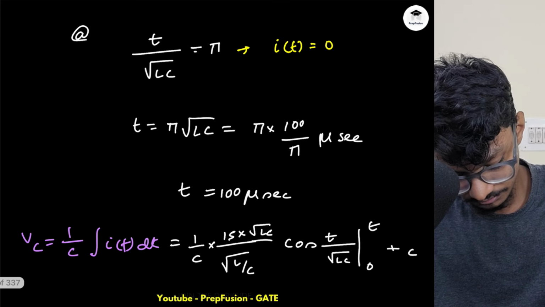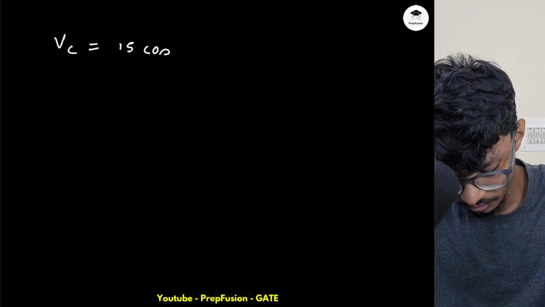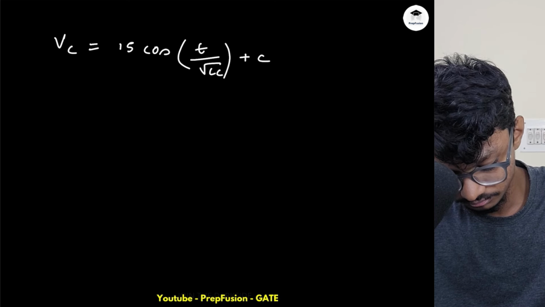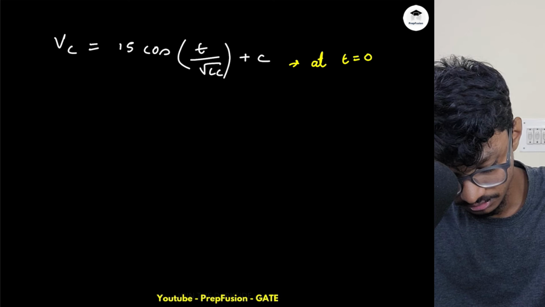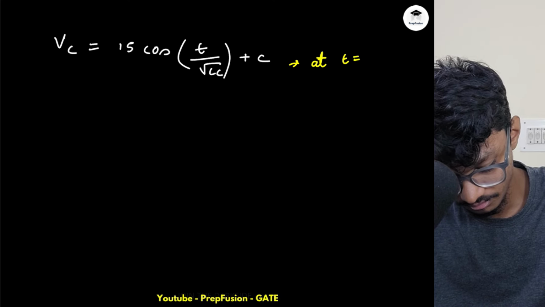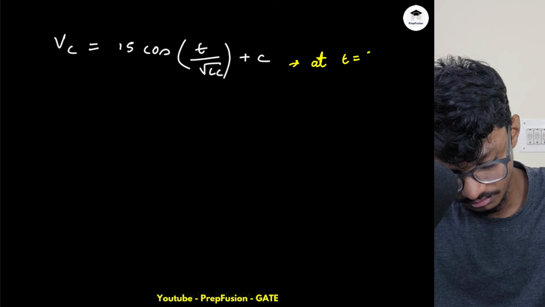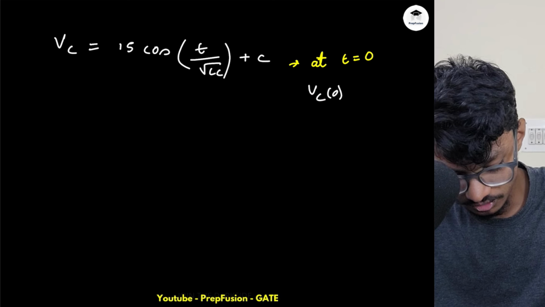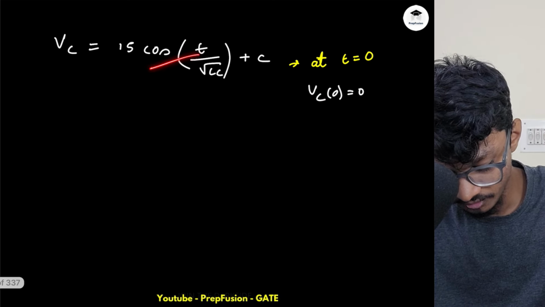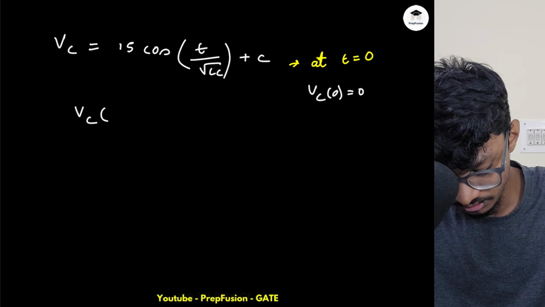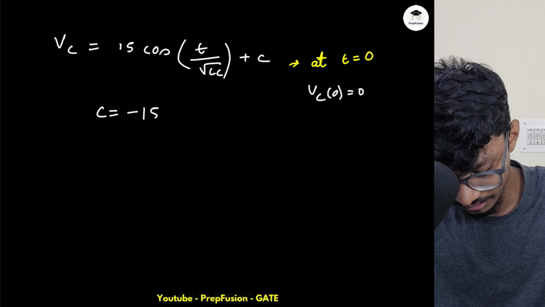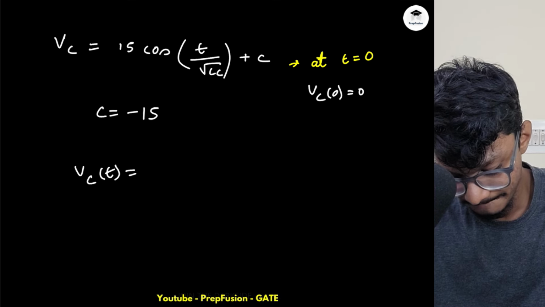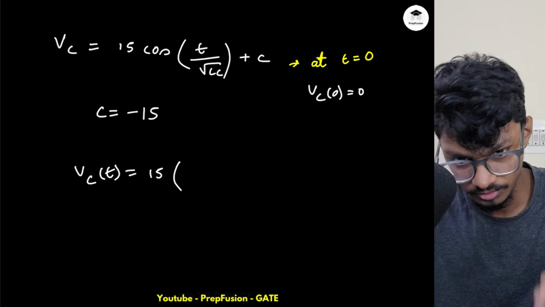So this is 15 cos T by under root LC plus C. So if I put at T equal to 0, VC of 0 is 0, right? So if I replace at T equal to 0, this will be 1, so this will be simply 15. So C has to be minus 15, right? C has to be minus 15, then only my VC of 0 will be 0, and then only it will satisfy. So my VC of T will be, I will take the 15 common.